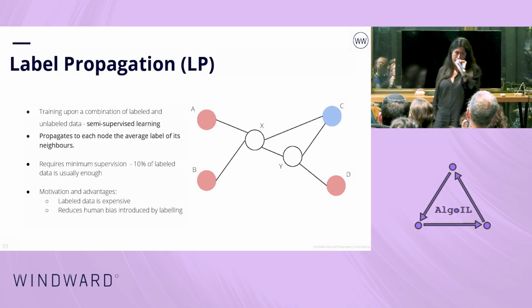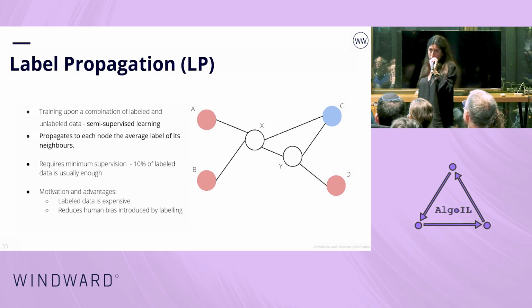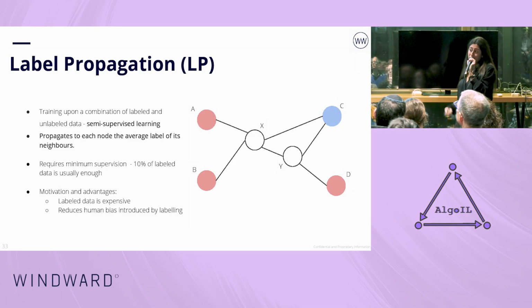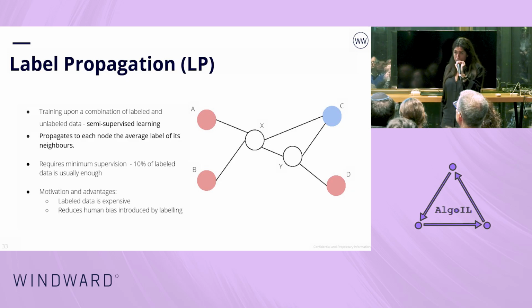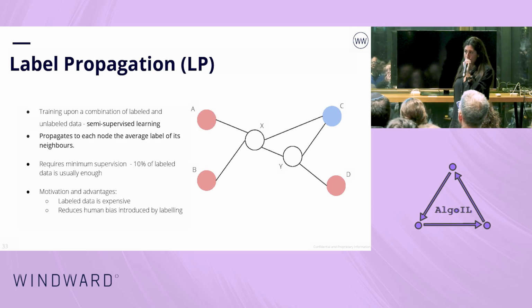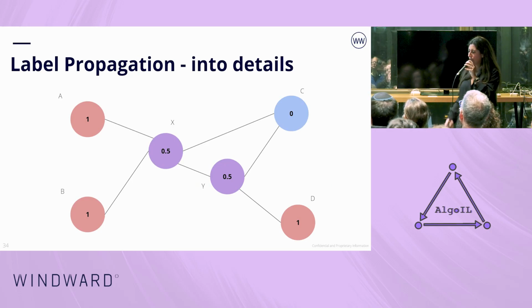What is very interesting with this algorithm is that it requires minimum supervision. 10% of labeled data is usually enough. And for all of you here who are working with labeled data, you know that it's very expensive, okay? And two, you know that when you're labeling data, you're introducing human bias, and if you can avoid this bias, you prefer to do it. So let's see in detail how this algorithm is working.